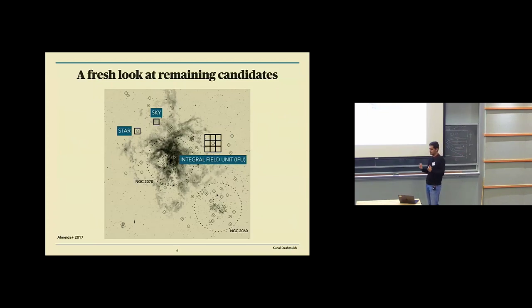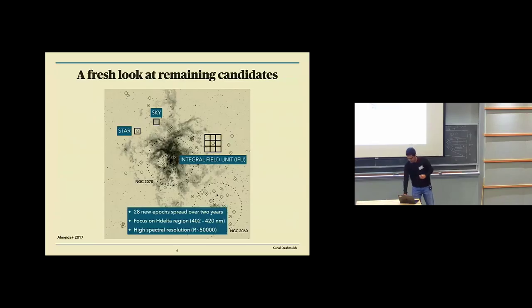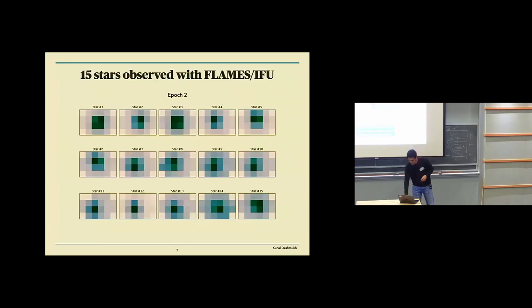So we did this with 28 new epochs spread over 2 years. The last epoch was actually taken a few weeks ago, and we focus on the S delta region in high spectral resolution. To show you an example of how these data look, this is basically one IFU, and each of these is observations of these 15 stars. And each IFU consists of 20 fibers, so the 4 corners are empty.